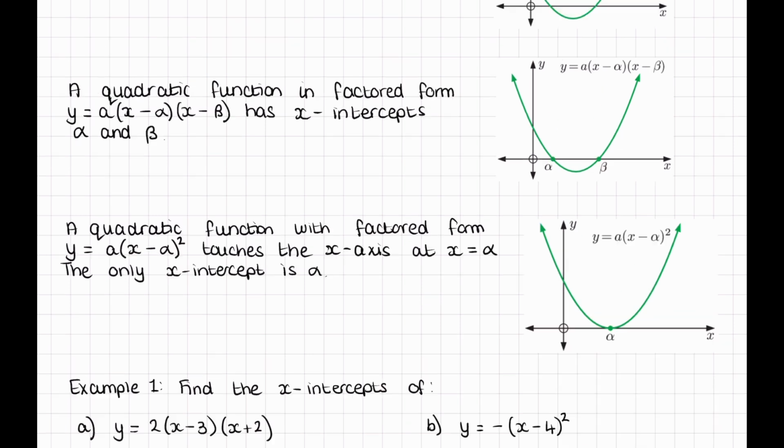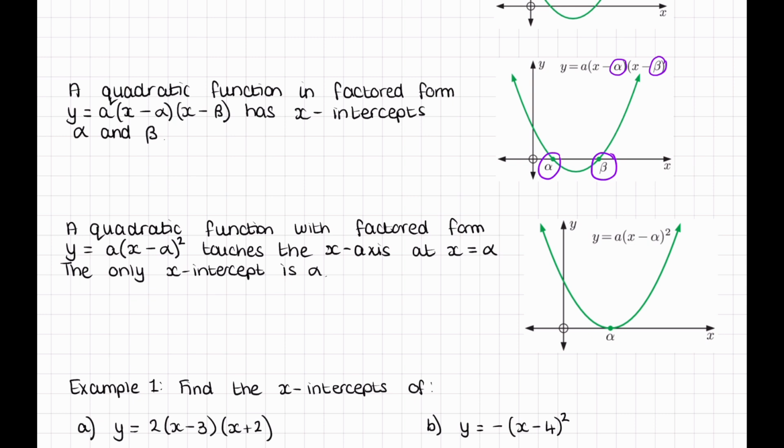A quadratic function in factored form of y equals a, and then in brackets x minus the first value, and then the second bracket x minus the second value, has x-intercepts at those two values. So the values in the brackets are where the x-intercepts are, and you'll see on the graph here, our two values in the brackets are our x-intercepts.